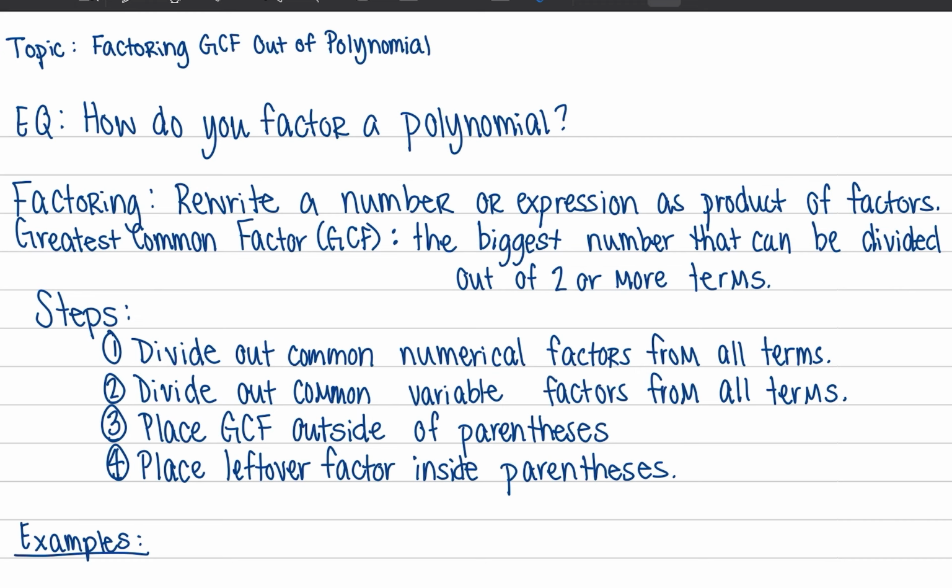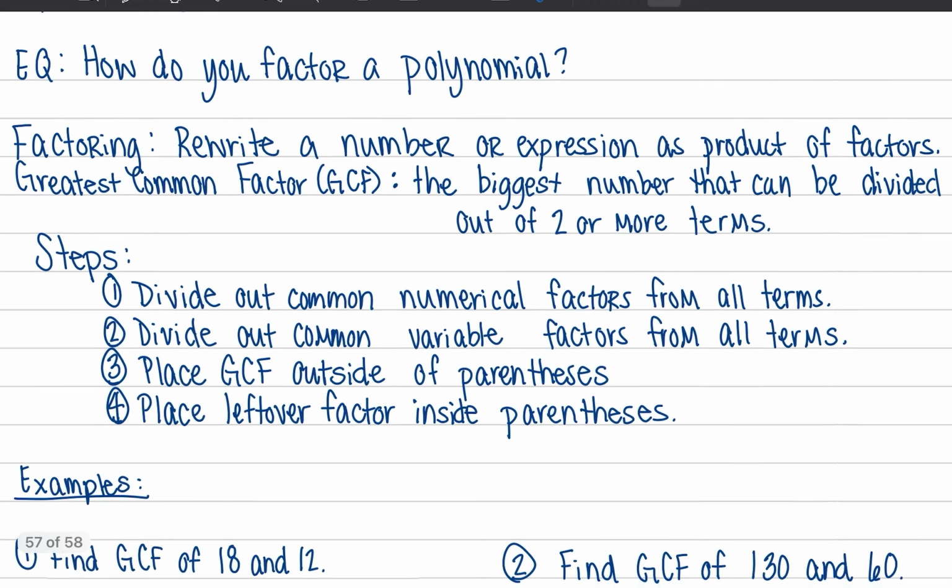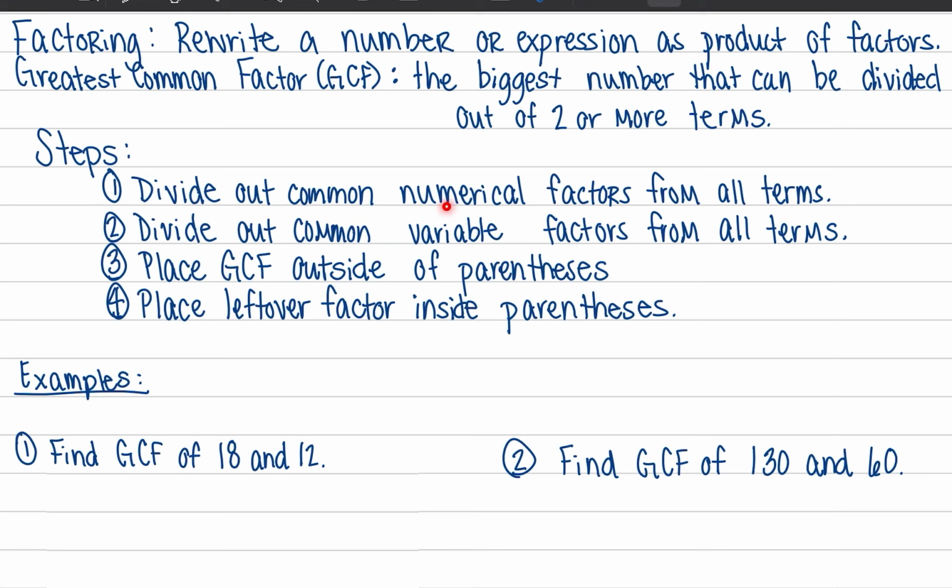So to start doing this, we're going to first divide out the common numerical factors. So what numbers do they have in common that I can divide out? Then we're going to look at if they have any common variables. So do they both have an x or do they both have a y? And then once we find all of our numbers and variables that they have in common, that's our GCF, and that's going to go outside of the parentheses. And whatever's left over that does not have a common factor goes inside of the parentheses.